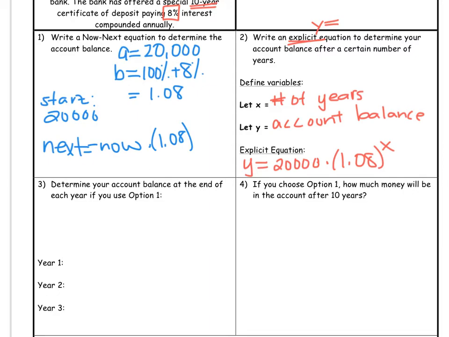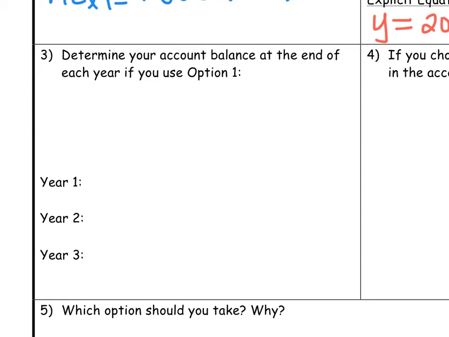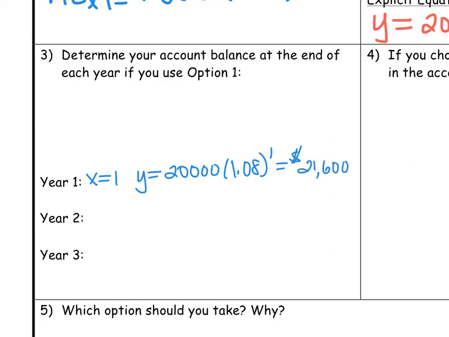So in year one, since x is the number of years, this is where our x value equals 1. To put it in our equation, y equals 20,000 times 1.08 to the first power, and that comes out to be $21,600. So including interest on your initial $20,000, at the end of the first year you would have $21,600. Go ahead and do year 2 and 3. Pause the video and then check your answers.